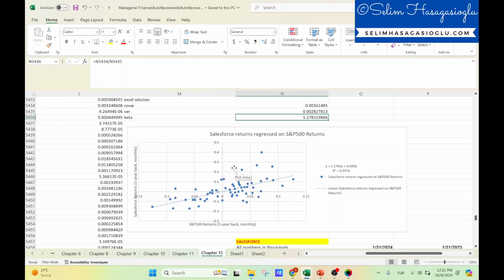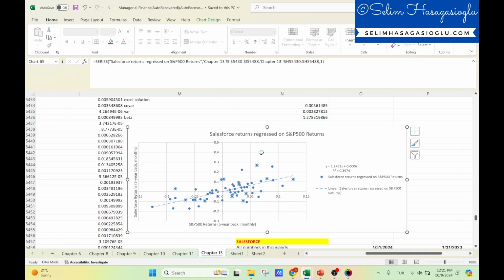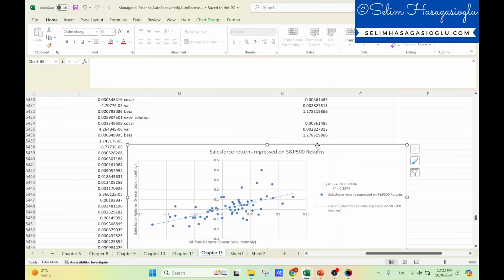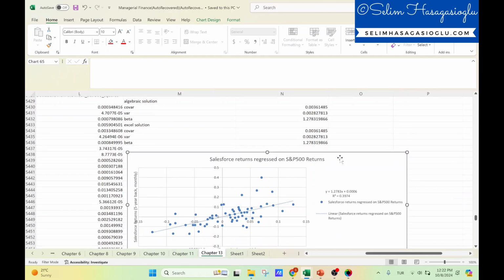Or you can just create this plot, with S&P 500 returns on the horizontal axis and Salesforce returns on the vertical axis. So 5 years back, monthly convention. All these points are just measurements, and what we do is the linear fitting. This is the linear line based on these measurements, and the slope of this line will be the beta of Salesforce, which is the same as the values calculated above.